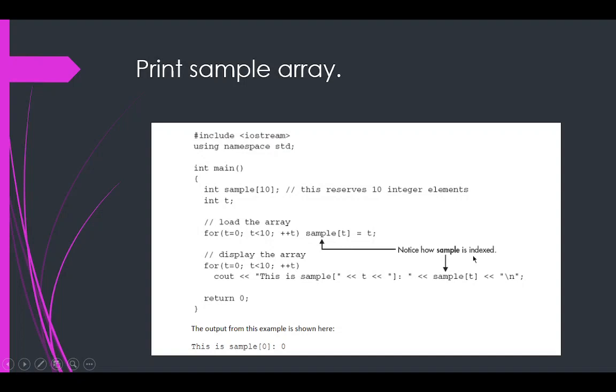Notice how sample is indexed. Then when we display the array, we are looping. This is sample t, which in the first loop is going to take 0, and then the loop again is going to take 1. So this is sample t0 with 0 here, sample t1 with 1 here, and so on up to the last t.